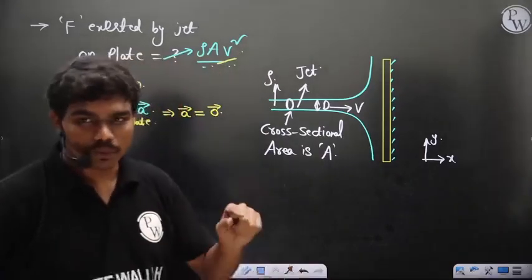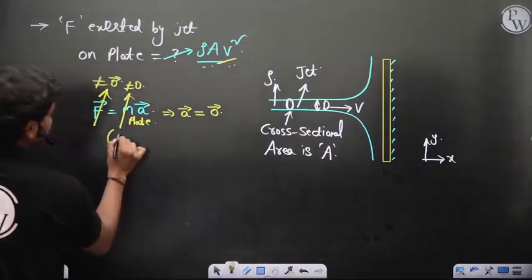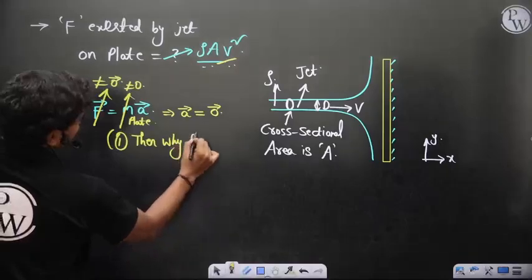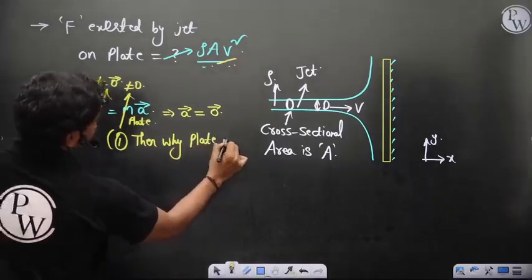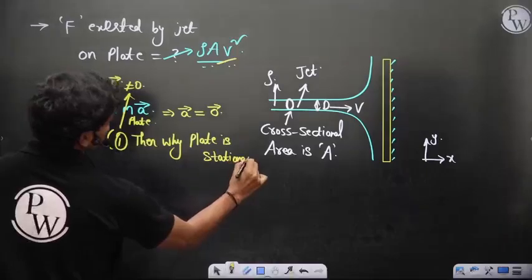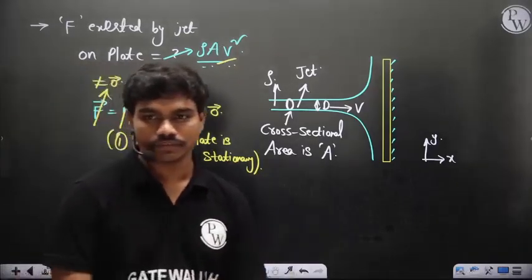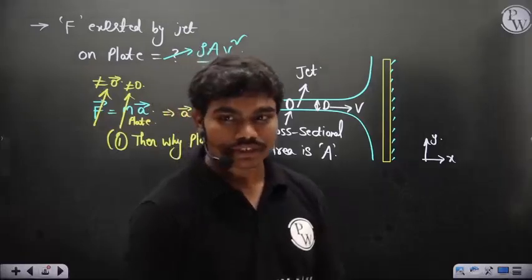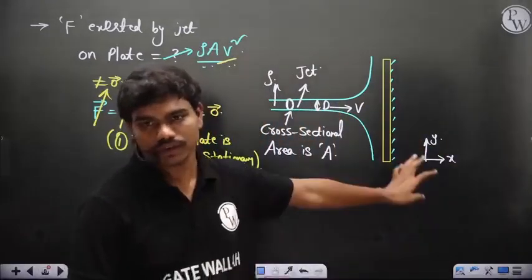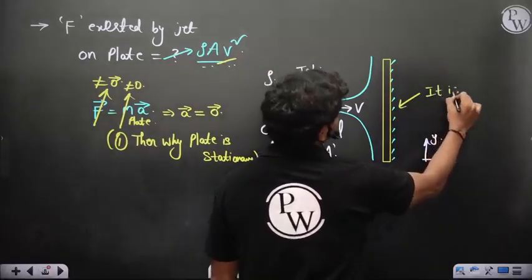Now when it is moving, then why is the plate stationary? This is the first question. Of course we have fixed it, so it is stationary. If it is fixed, then even though some force is exerted, it is not moving. Okay, let's say it is fixed. Simple case. The answer is it is fixed.